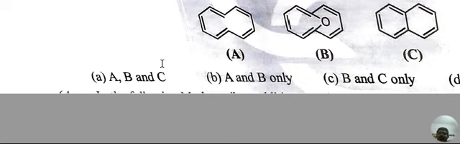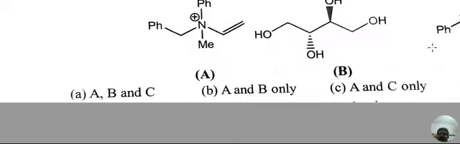You need to omit all the options containing A, so option A is cancelled, option B is cancelled, option D is also cancelled. So which are the aromatic compounds? Option B and option C. So option C is the right answer, B and C only. Now next one, you are given 3 compounds again, A, B, C, and you need to select which is optically active.